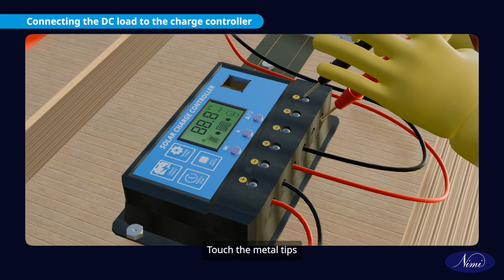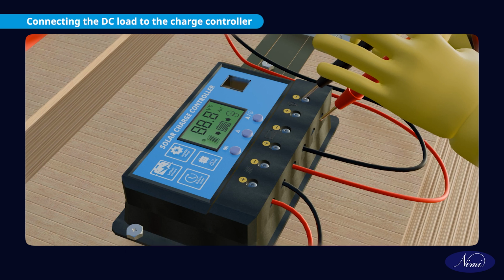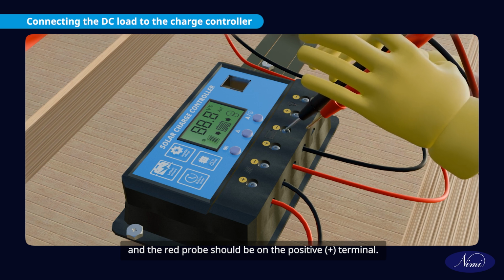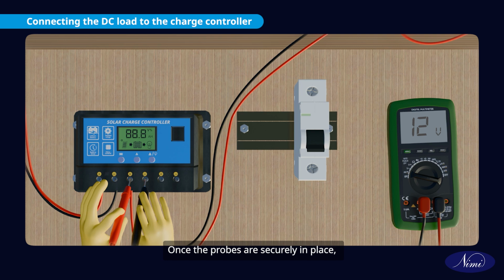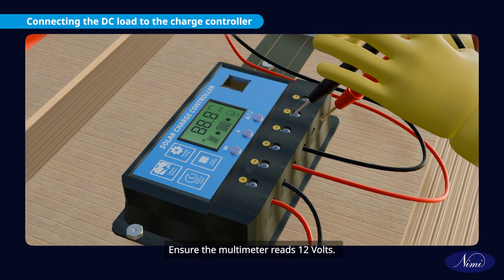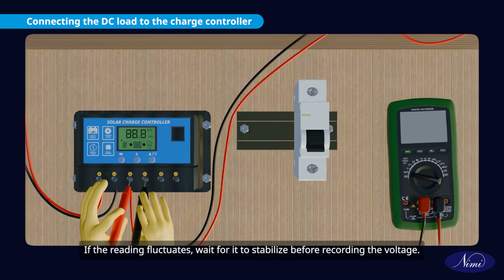Touch the metal tips of the probes to the corresponding terminals of the load terminal. The black probe should be on the negative terminal and the red probe should be on the positive terminal. Once the probes are securely in place, read the measurement displayed on the multimeter. Ensure the multimeter reads 12 volts. If the reading fluctuates, wait for it to stabilize before recording the voltage.